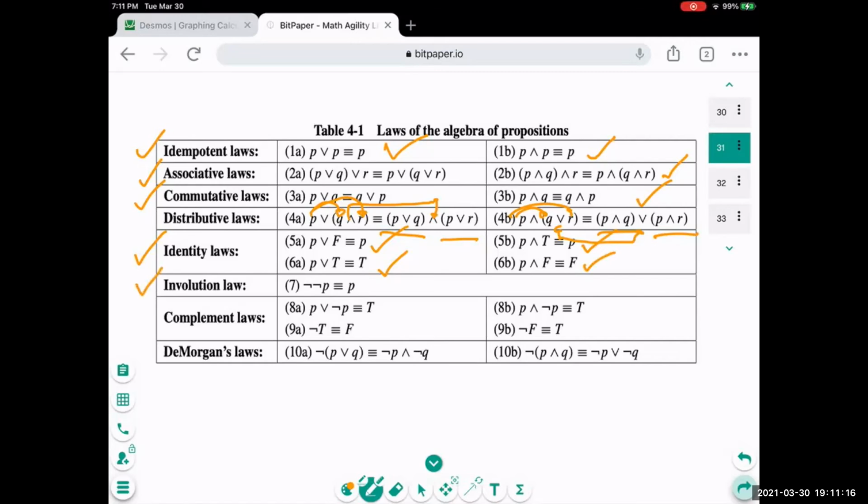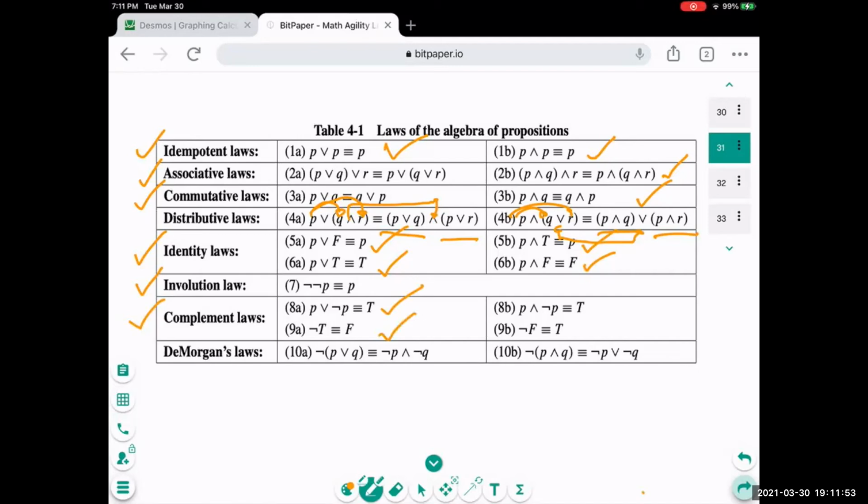So next is yung involution. Involution is like double negation, right? So if you double negate yung P, then equivalent siya dun sa original na value niya, P. Right? And then yung complement laws. So P, disjunction of not P, right? So since you are adding 1 and 0, kung yung P is 1 and then yung negation niya is 0 and then you add them, true pa rin siya, right? And then negation ng T would be false. So kabaliktaran ng true is false.